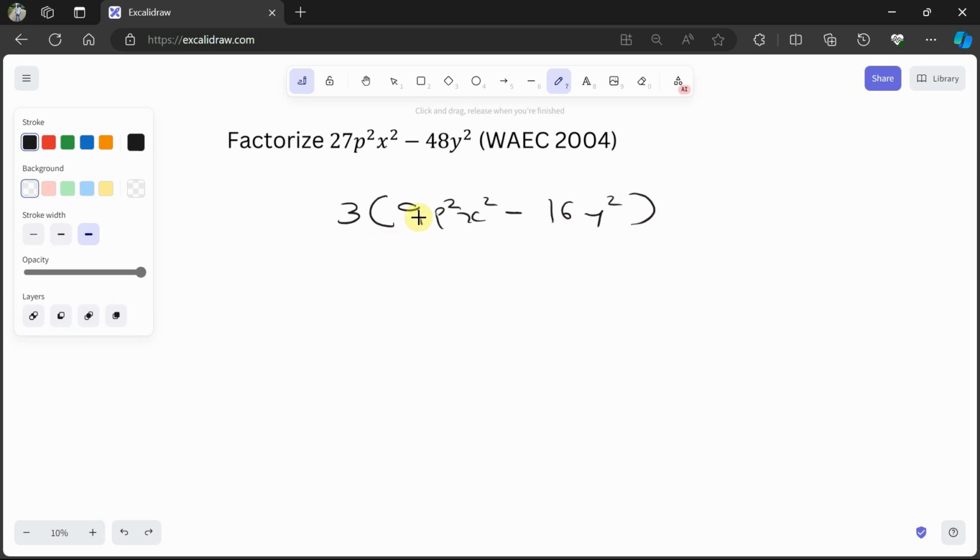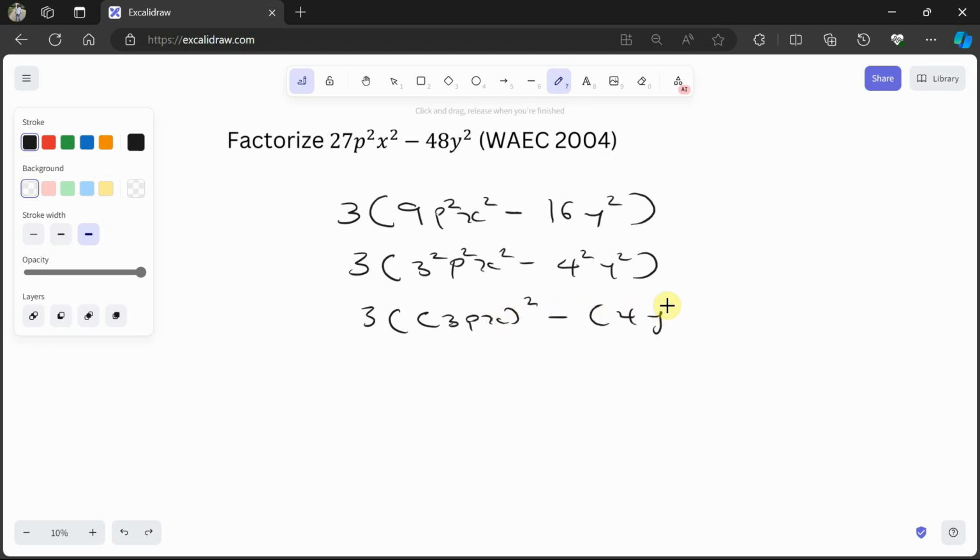Yes, you can see 9 is 3 squared, and 16 is 4 squared. So this is like saying 3, open brackets, 3 squared p squared x squared minus 4 squared y squared. Let me just recap this. So this is like 3 open brackets, 3px all squared minus 4y all squared, just to show that it's the same thing. So we say 3 open brackets, 3px minus 4y and then 3px plus 4y.